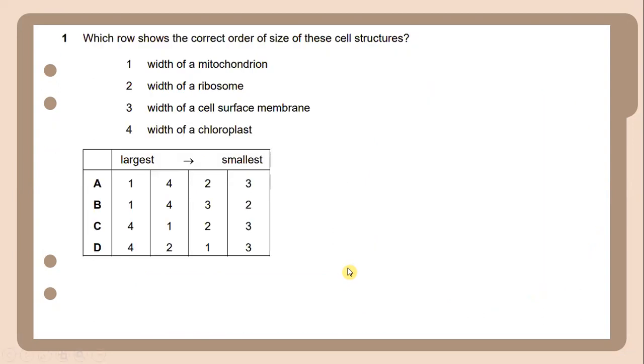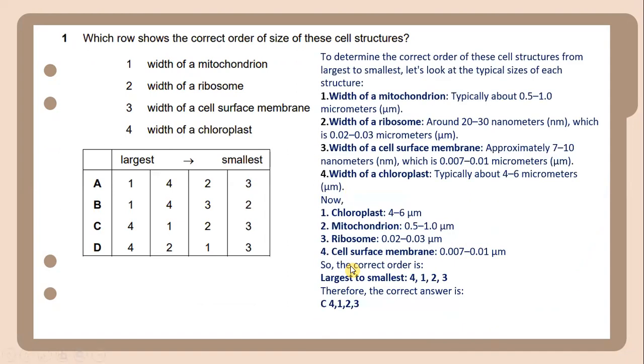Which rows show the correct order of size of this cell structure? To determine the correct order of this cell structure from largest to smallest, let's look at the typical sizes of each structure. Width of the mitochondrion, typically about 0.5 to 1 micrometer. Width of ribosomes is normally around 20 to 30 nanometer, which is 0.02 to 0.03 micrometer.